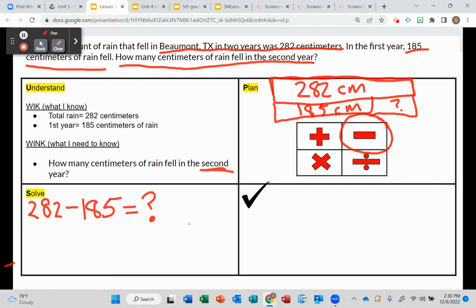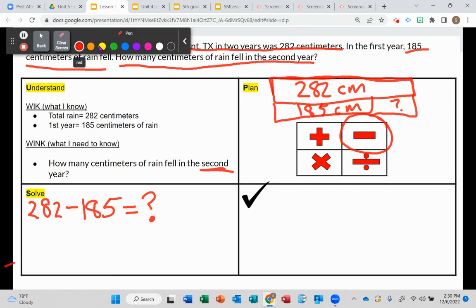So I am going to go ahead and subtract, and I'm going to rewrite this so that we can line up our place values. So I have 282. I'm going to take away 185 centimeters. And I'm going to solve this using the standard algorithm method. So I'm going to start in my ones place. I'm going to have 2, take away 5. I don't have enough, so I need to exchange.